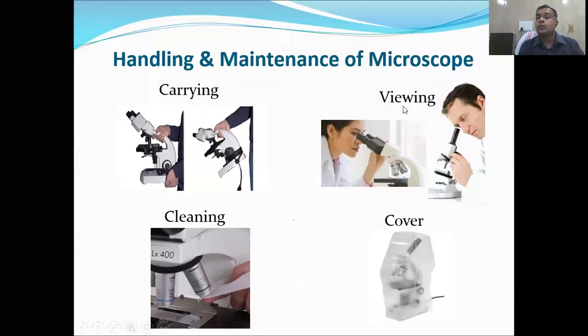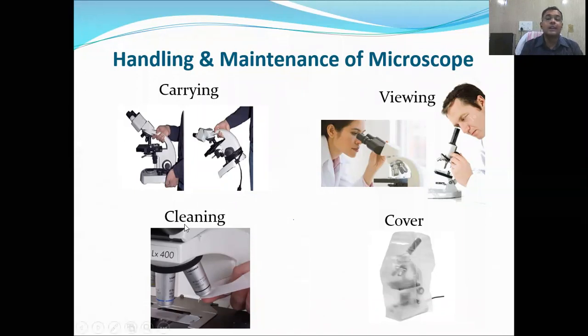The second point is how to view. If it is a monocular microscope, meaning there is only one eyepiece, then it's okay, you can view with one eye. But when there is a binocular microscope with two eyepieces, then you must try to focus with both eyes so that you will get a single image. Many students try to view the object with a single eye by closing the other eye. That is not the right way to view through the microscope. Closing a single eye is not comfortable for a longer time, and it is also not the correct way to get a large and bright image.